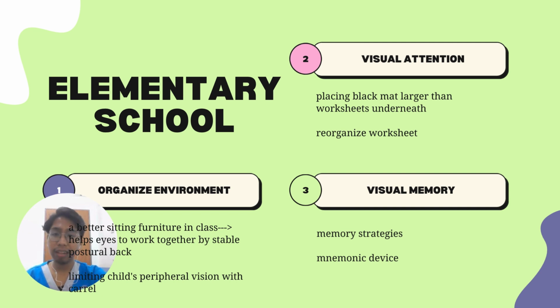So memory strategies such as, what is this? This is a phone, a mnemonic device, and this is an example of it in elementary school. In order for them to understand things, they need to see and memorize. When they're able to memorize, they can understand the subject better. For example, what is one plus one? So with visual memory like a flashcard, one plus one equals two, and then we ask them again, what's one plus one? Two. So that's an example of it.